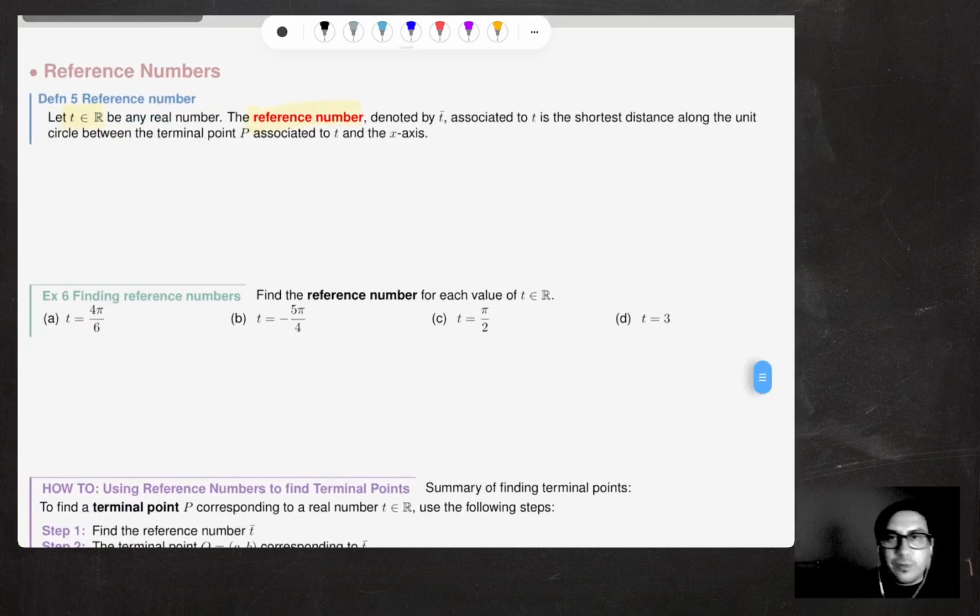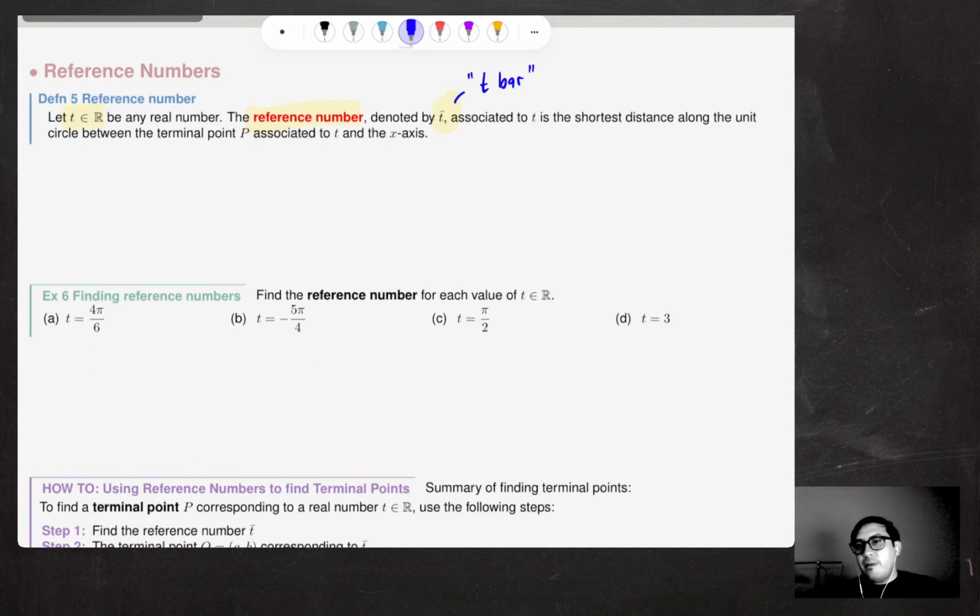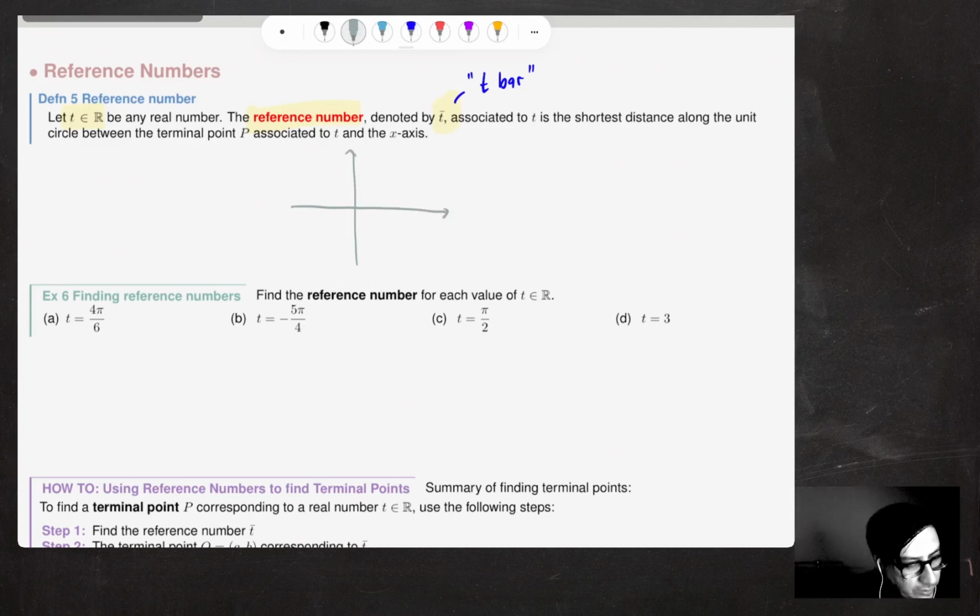The reference number, we're going to put a little tiny line on top. The way we pronounce that is, I pronounce it as t bar. If you ever see a little line on top in mathematics lingo, we call that t bar. So it is the shortest distance along the unit circle between the terminal point and the x-axis. Okay, what the heck does that mean? So let's do the following.